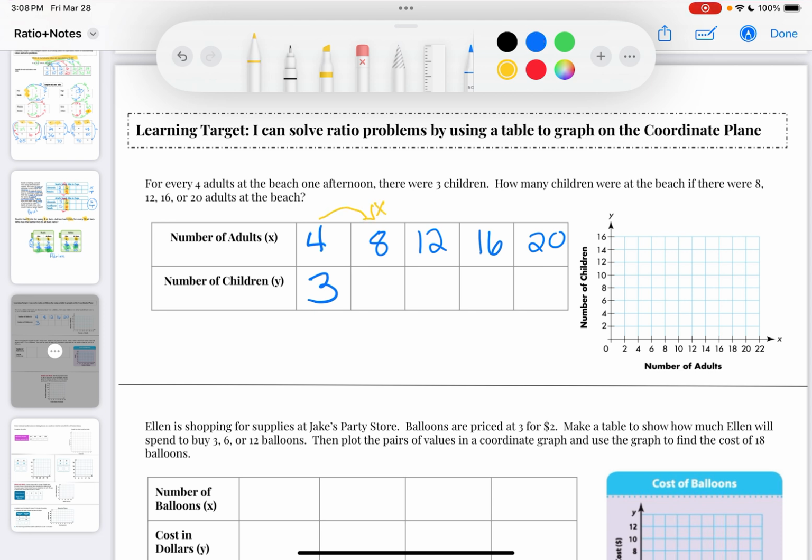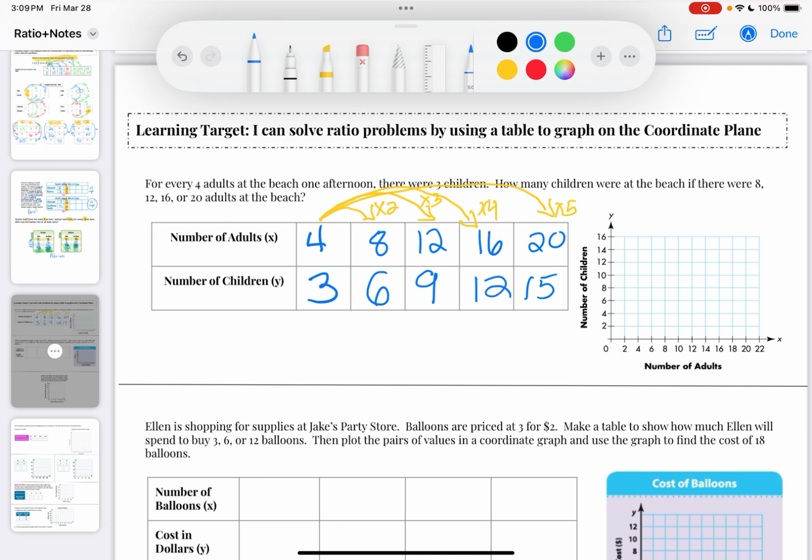4 times 2 is 8, so 3 times 2 is 6. And then 4 times 3 is 12, so 3 times 3 is 9. 4 times 4 is 16, so 3 times 4 is 12. And then finally 4 times 5 is 20, so 3 times 5 is 15. So now that we've filled out our table, we need to graph.